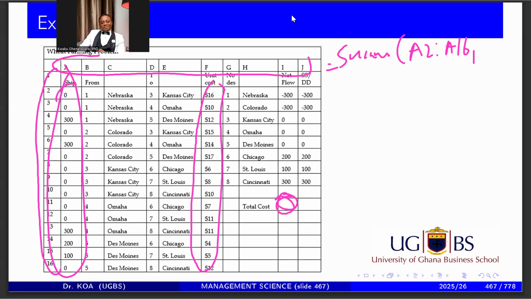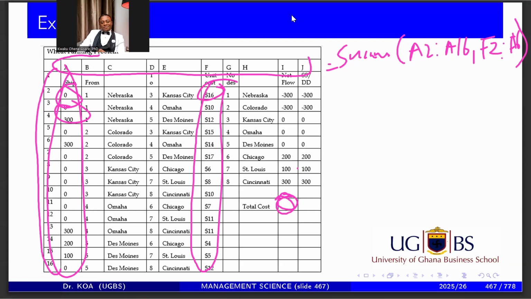Remember that you take each one multiplying the cost. That is what our objective function said. So you will now do a comma. The cost section is what? F2 all the way to F16. That's it. So you do a SUMPRODUCT of the first one and that of the second one.